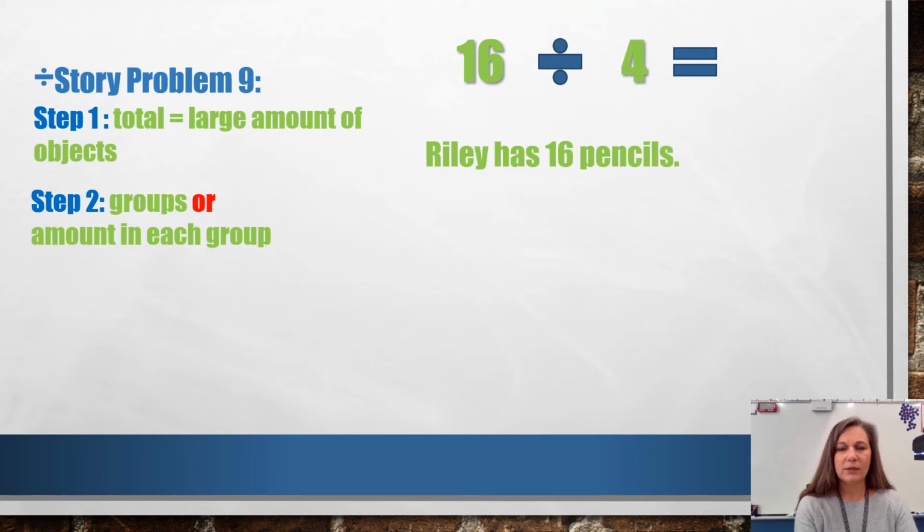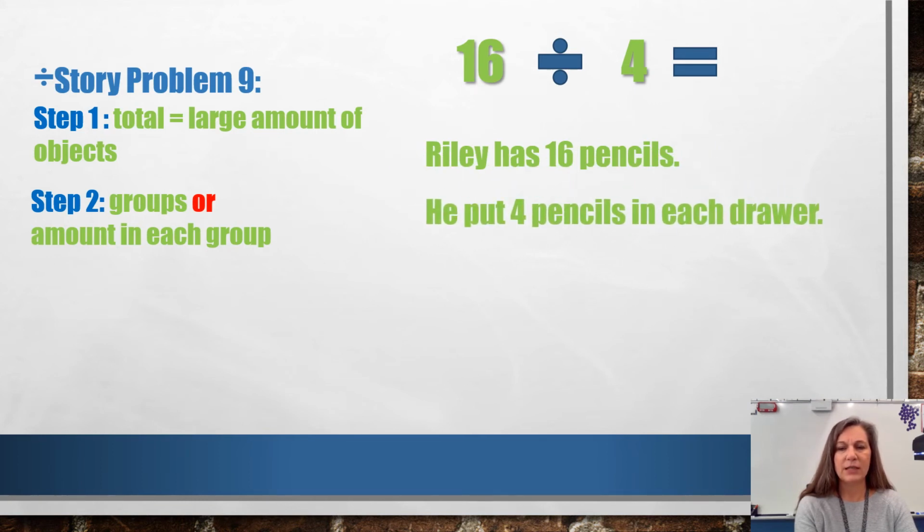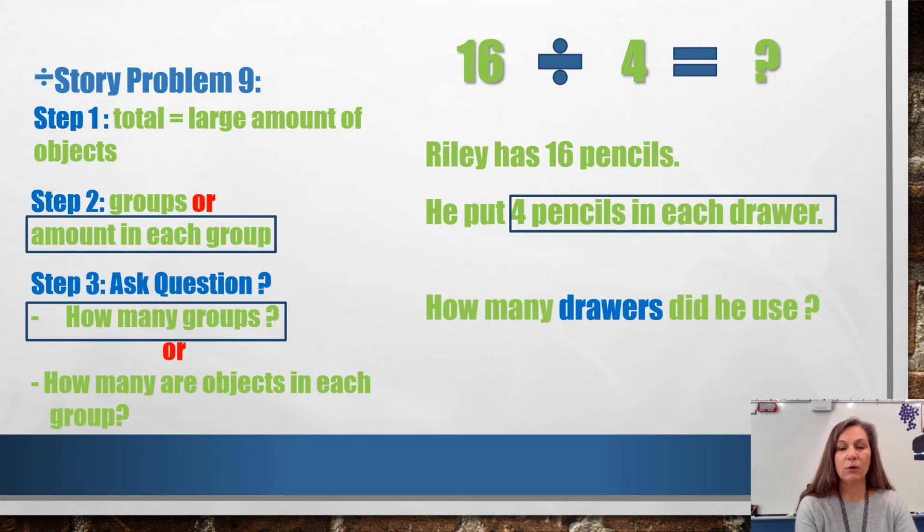So 4 is going to be our divisor. And we've decided that we're going to put 4 pencils in each drawer. So we know how many objects are going to be in each group. So now that we know how many objects are going to be in each group, our question is going to have to ask, how many groups are we going to have? So we need to ask the question of how many groups, and the groups are going to be the drawers. So how many drawers did he use to put the pencils in?